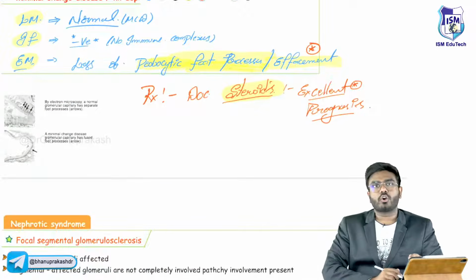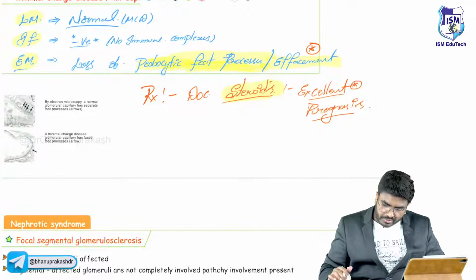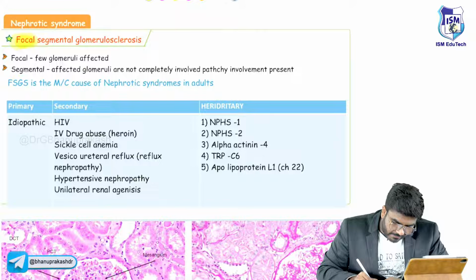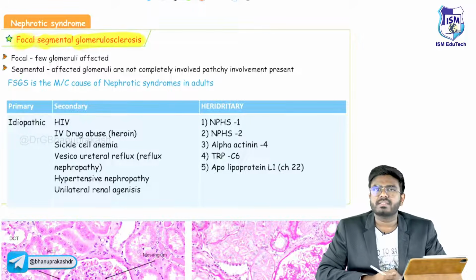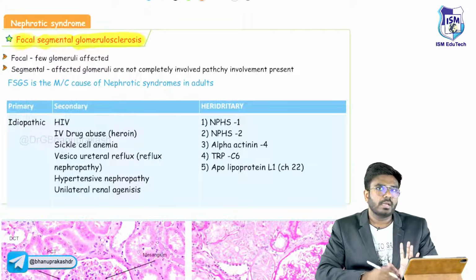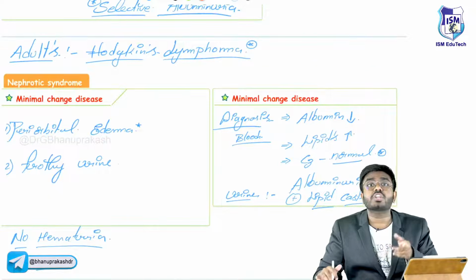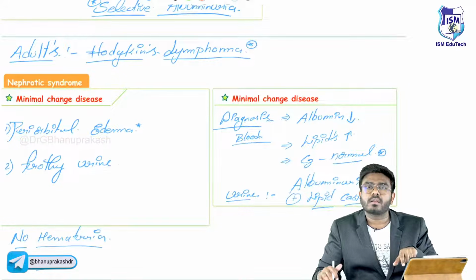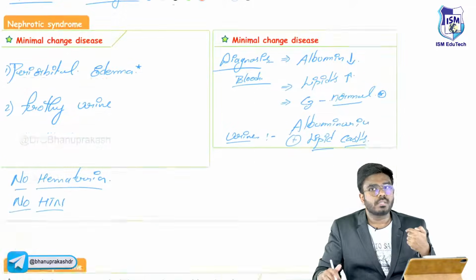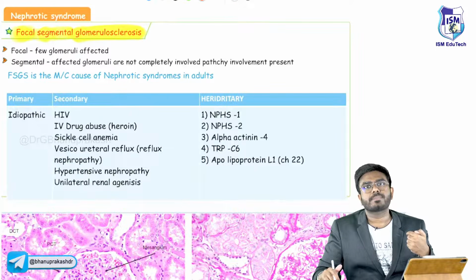Second type of nephrotic syndrome. The second type that I am going to discuss here is, look here, what is this disease? Focal segmental glomerulosclerosis. Let me explain this in the next 10 minutes. Simple, but very, very important. Minimal change disease is the most common cause of nephrotic syndrome in children. Then what is the most common cause of nephrotic syndrome in adults like us? It's focal segmental glomerulosclerosis.